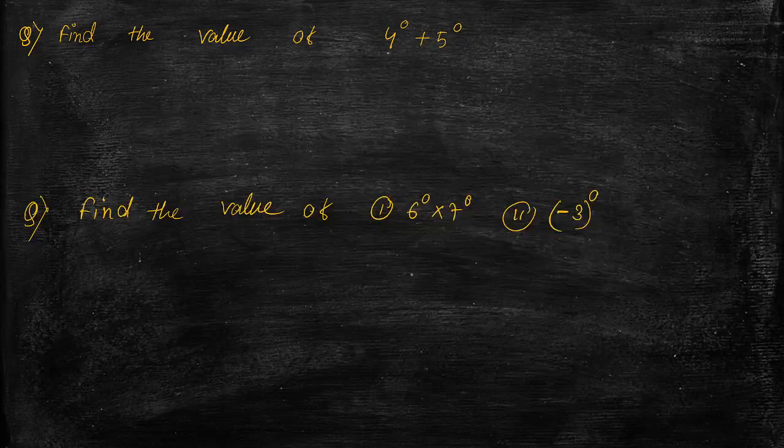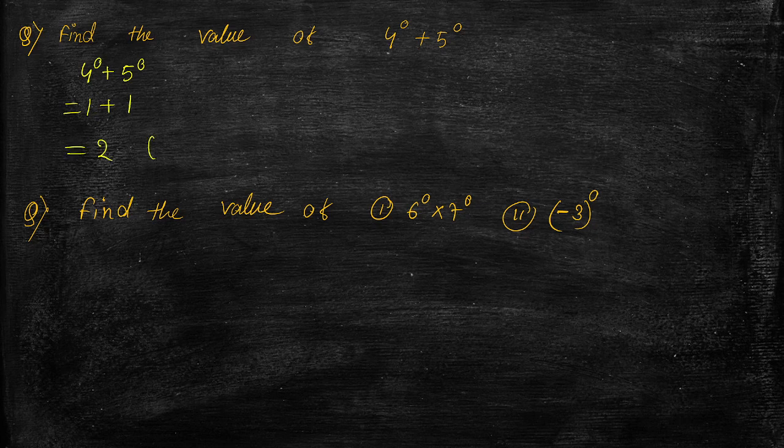So the first question: find the value of 4 to the power 0 plus 5 to the power 0. So what will be the answer? 4 to the power 0 means 1, plus 5 to the power 0 means 1. The answer is 2. Now this question you need to solve. Pause the video and solve it.